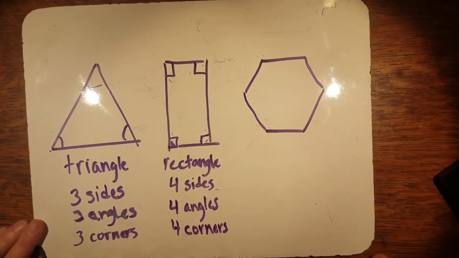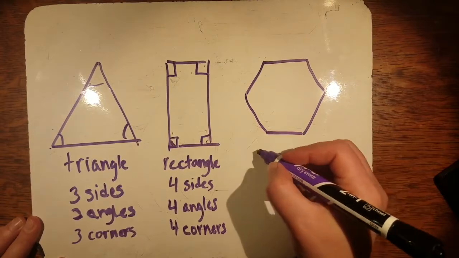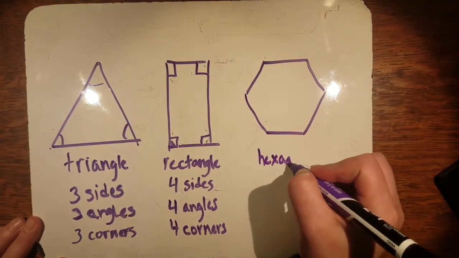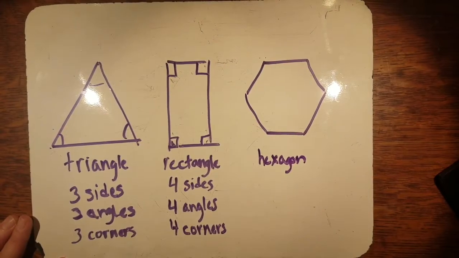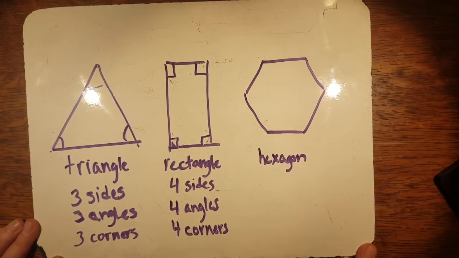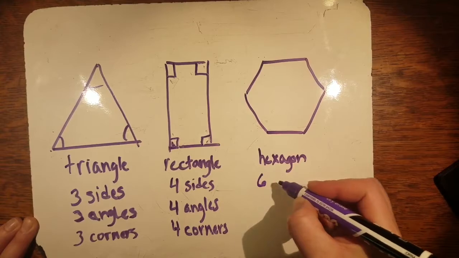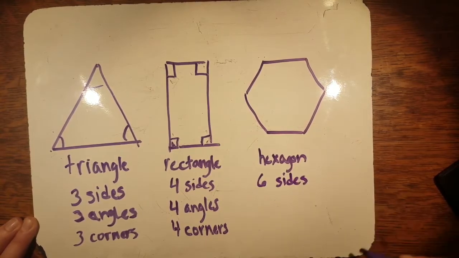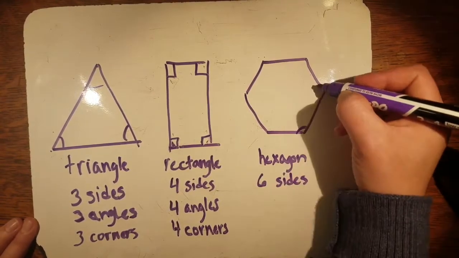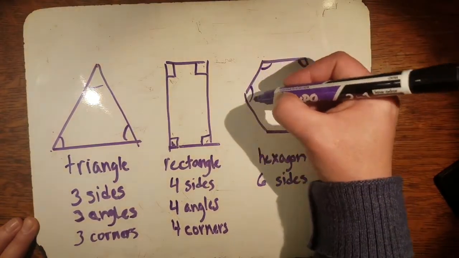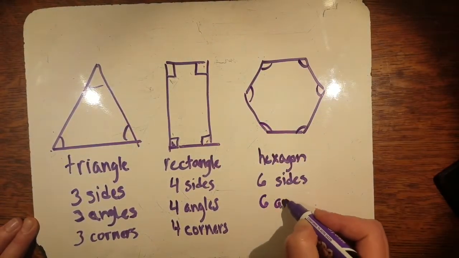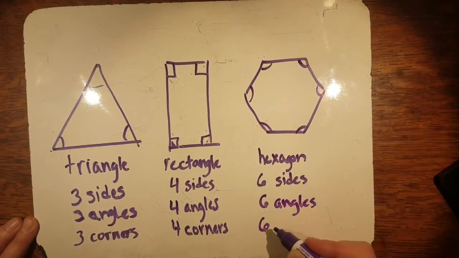What's this shape? Hexagon. Bees make natural hexagons. If you've ever seen columnar basalt, which is one of my favorite rock formations, those are natural hexagons. How many sides does it have? 6 sides. How many angles? 1, 2, 3, 4, 5, 6 angles, and 6 corners.